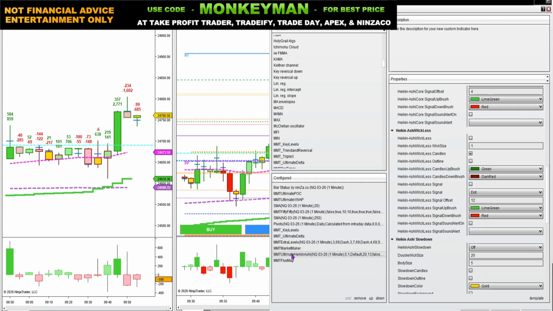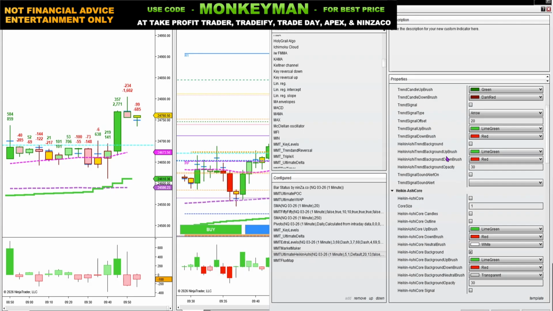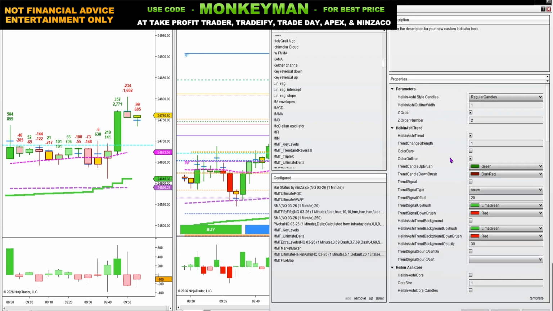And then I didn't even mention it, but I've got the MMT Ultimate Heiken Ashi on the chart. I'm only using the trend feature with default settings. I changed the colors to green and dark red, and it's just painting the outline, not the bars. So you can see on the outline of the candle, I've got this green color when the Heiken Ashi is bullish, and then I've got this dark red color for the outline when the Heiken Ashi is bearish.